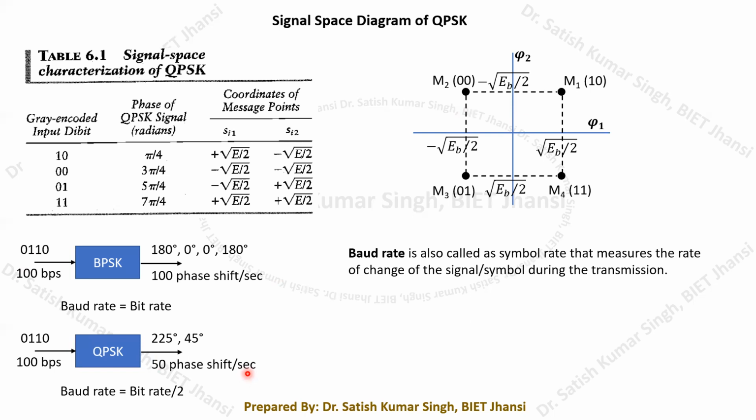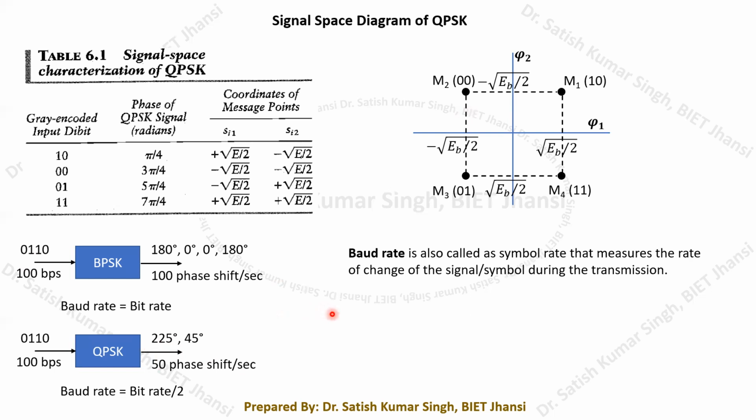And therefore we can see that in the case of a QPSK system, the baud rate, or the symbol rate, is equal to half of the bit rate. Similarly, if we have a combination of 3 bits, then correspondingly you have to tell how many such phase shifts we are going to observe, and that will give us the idea of the baud rate.